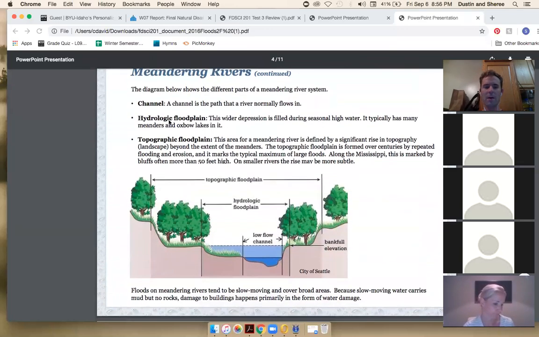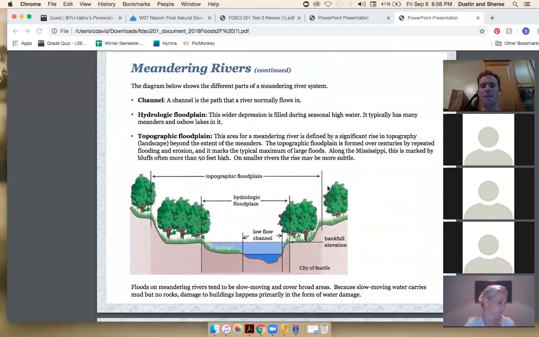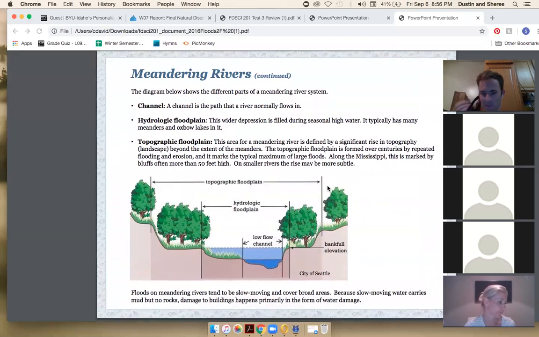Okay. Now let's talk about, in a meandering river, the construction, the different parts of a meandering river. So right here, you've got what's called the channel, right? That's basically just where the river is normally. That's the river itself, the extent of the river at low flow stages when you're not flooding.